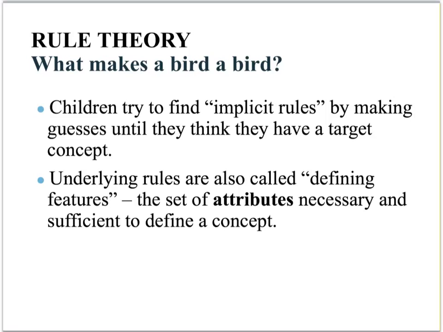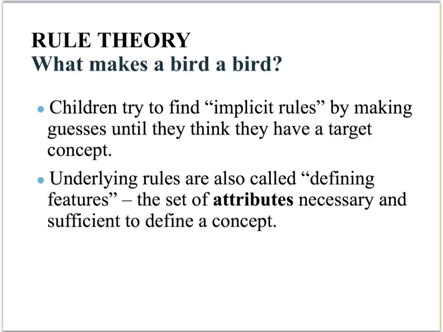Did you ever wonder what makes a bird a bird? Children try to find implicit rules by making guesses until they think they have a target concept. Underlying rules in these concepts are called defining features, the set of attributes necessary and sufficient to define a concept. Let's look at this for a moment.